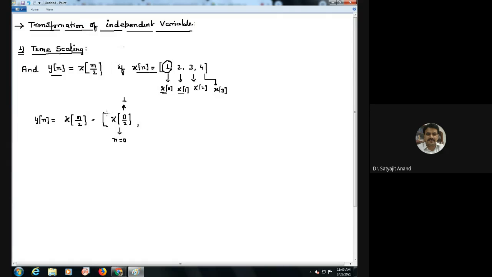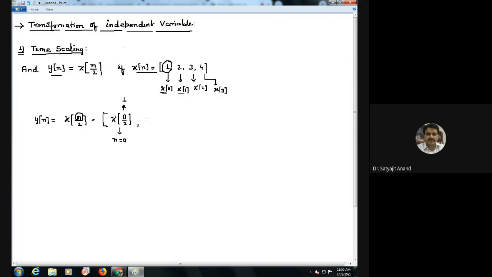Now let me go for x1. What value of n should I put so that I may get x1? N equal to 0, fine. N equal to 1 gives me 1 by 2, which is 0.5. We don't have 0.5, but n equal to 1 is a valid number for n because it is an integer. This gives x of 1 by 2, but the sample we don't see here. So I will assume there is nothing at x of 0.5, meaning I will consider it as 0.